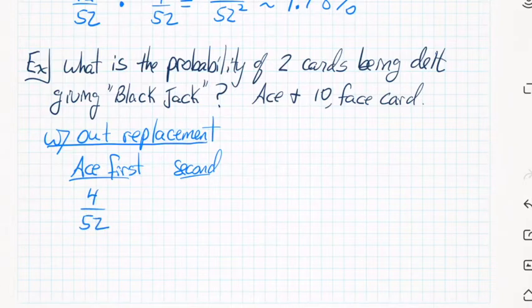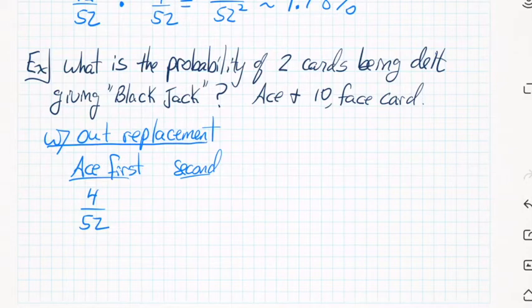Now, once that ace hits the table, it is not put back into the deck of cards. Oh, another little note, casinos don't use one deck of cards, they use upwards of 10 to make these probabilities much more difficult to deal with, but we're going to stick with one deck of cards.